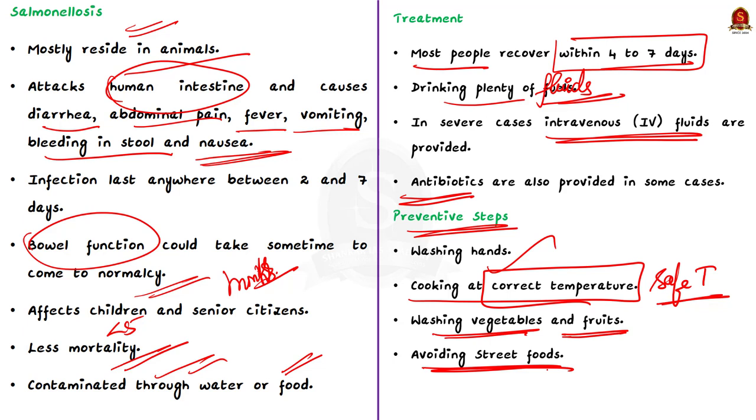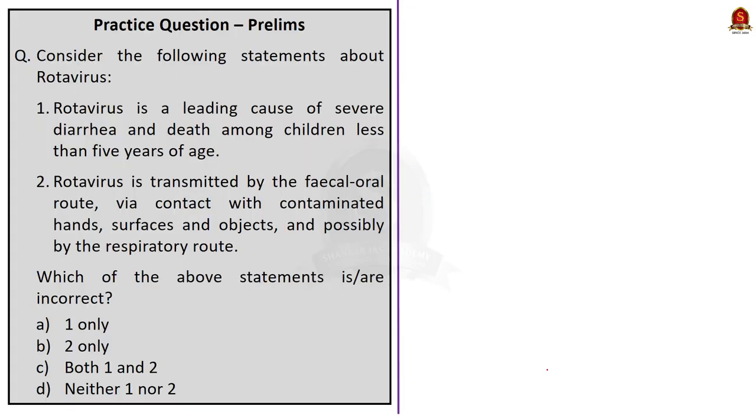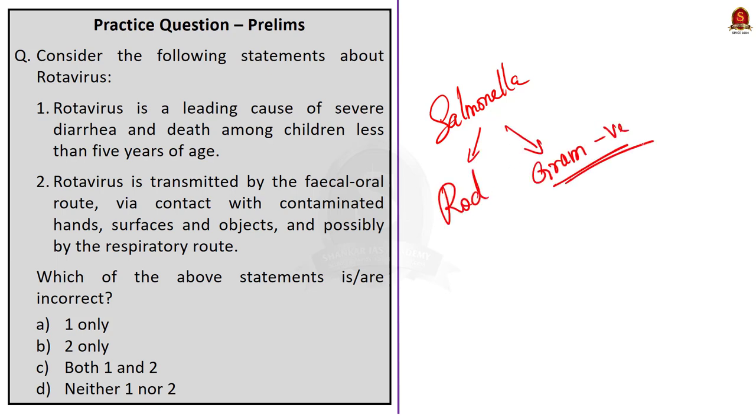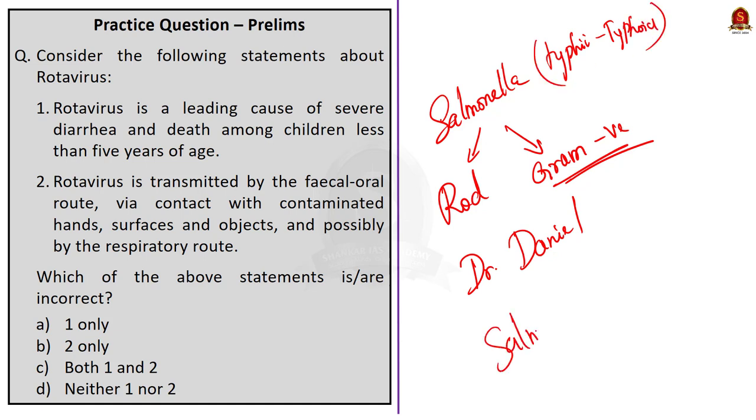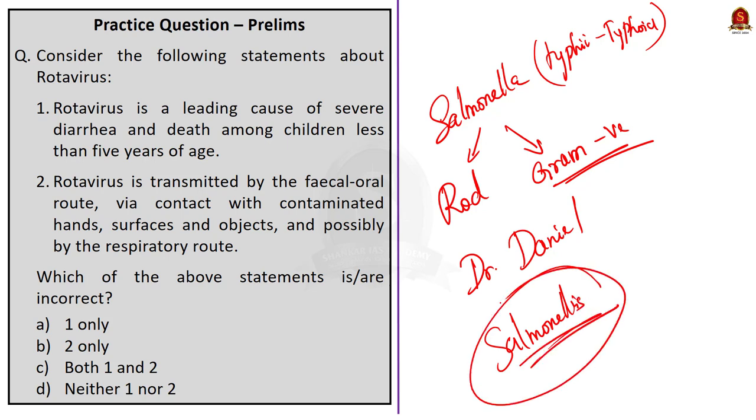And that's all about this article. In this discussion, we saw about Salmonella bacteria, rod-shaped gram-negative bacteria of family Enterobacteriaceae, discovered by American scientist Dr. Daniel E. Salmon in the year 1885. A type of Salmonella bacteria, which is Salmonella typhi, is the causative agent of typhoid. And after that, we saw about salmonellosis, which is an infection that attacks the intestine and it causes diarrhea, abdominal pain, fever, vomiting, bleeding in stool and nausea.